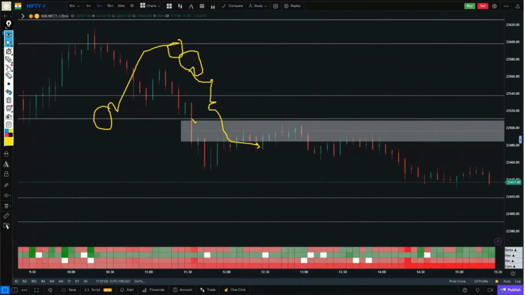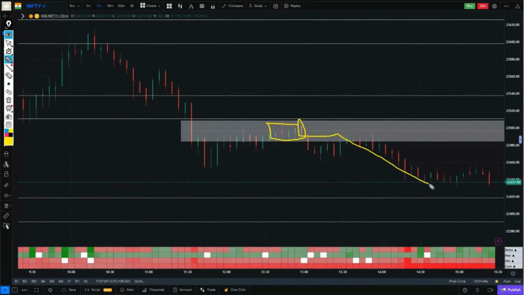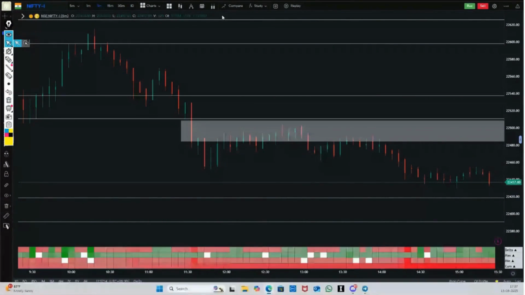The same value area low. With solid selling, a pullback came. A good solid pullback without any buying interest held. And we saw a downside movement. This was today's Nifty analysis.